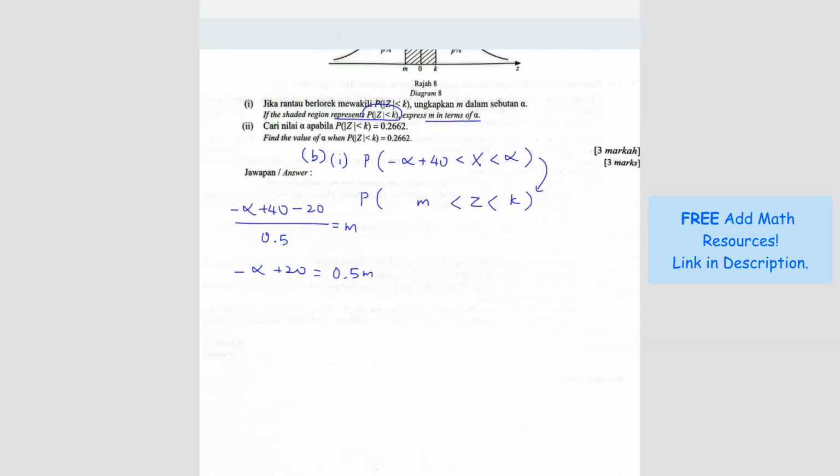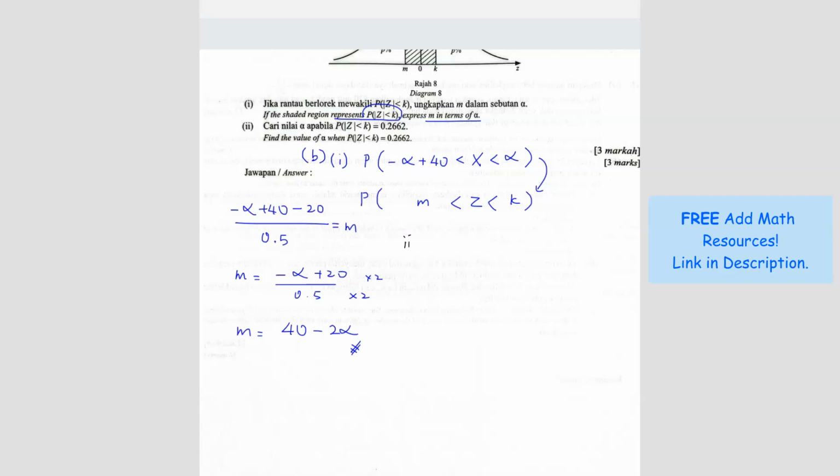Let me scroll down here. So alpha equals, oh wait, we are changing m. Sorry, my bad. I shouldn't have rearranged this, because we want to make m the subject. So we are more or less done already. So m equals negative alpha plus 20 over 0.5. If I times 2 here, times 2 here, I get 40 minus 2 alpha. Then 1 over 2 times 2 is 1, so I don't have to write. So this is the answer for question B1.